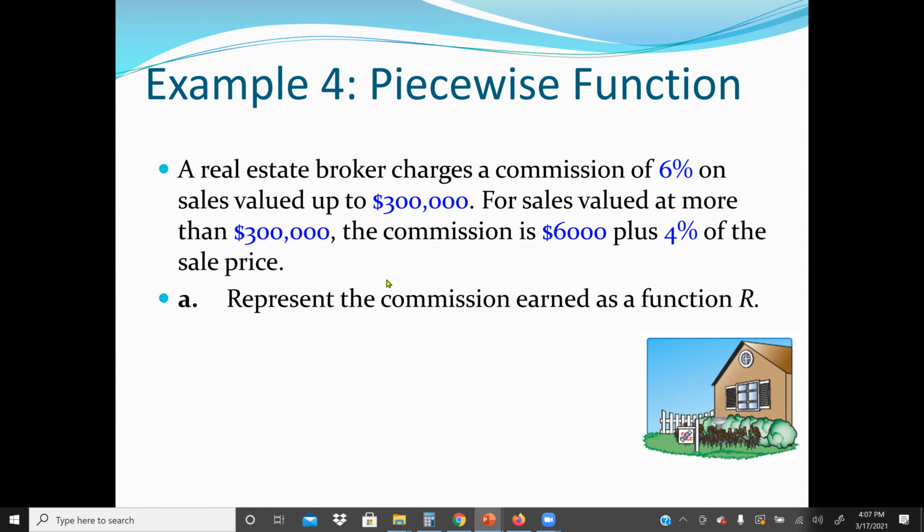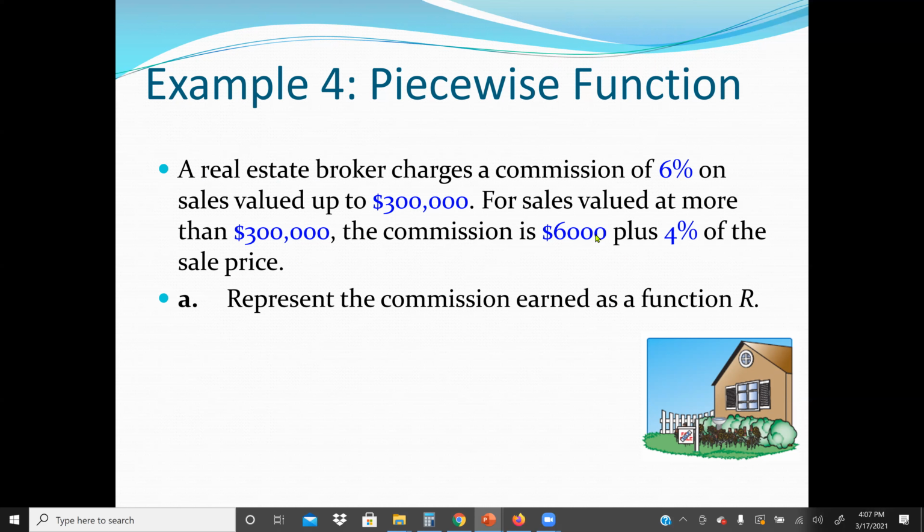So now they say we should represent this condition of commission, how the real estate broker will earn. We should represent this as a function R. So we know that 6% is 0.06, so it will be 0.06 times X, only if the value is up to 300,000. So we can say from 0 to 300,000.